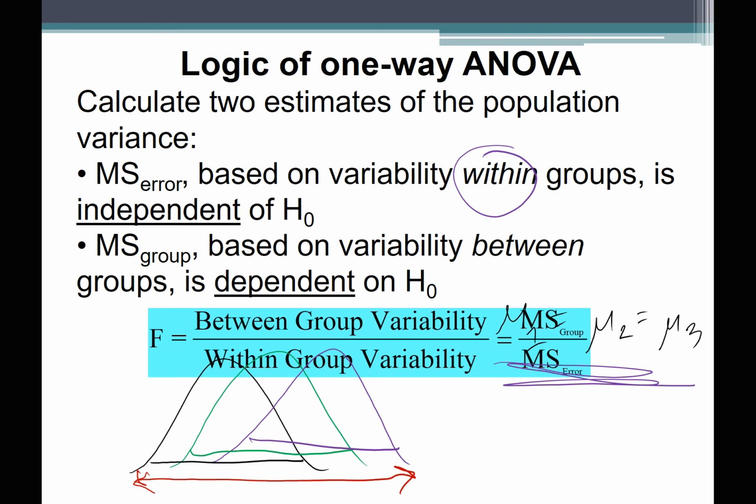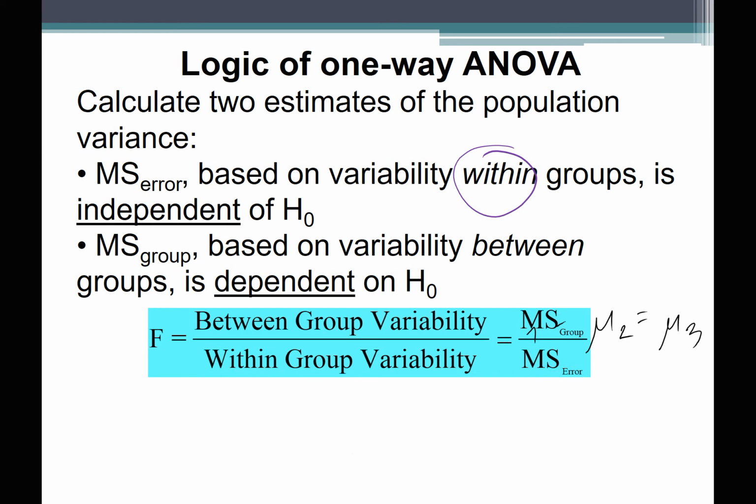Okay. Let's delete some of this stuff here. So here is our F ratio. The F ratio is the between group variability, keeping in mind that's the variability all the way across our three groups, or however many groups we're talking about. So that's the between group variability, versus the within group variability, which is the variability within each particular group, right?